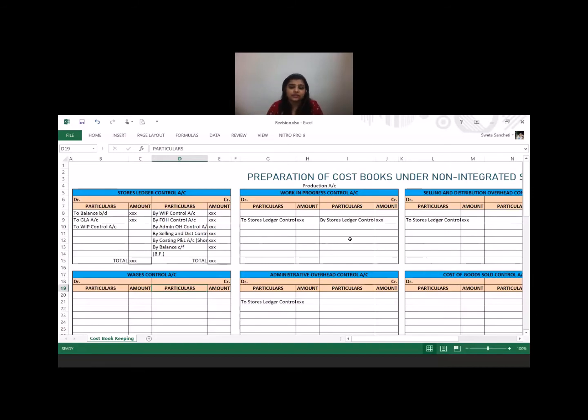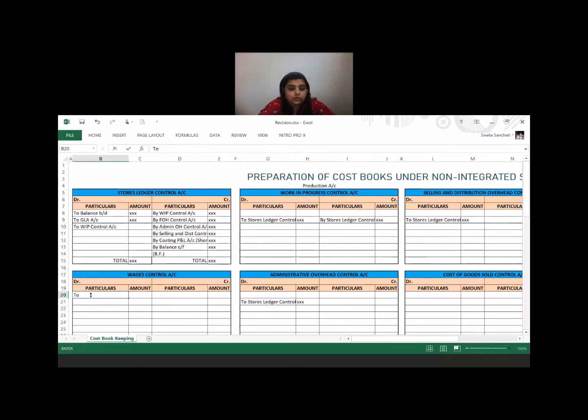So what would your first entry be? You are making the payment to the workers. When you are making the payment to the workers, what is your entry? Your entry is wages to your cash or bank account. Now obviously cash in bank is again a financial account, so that is why we are going to pass that entry to GLA account.